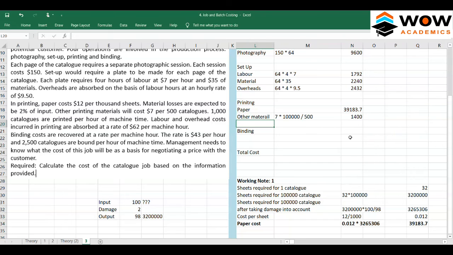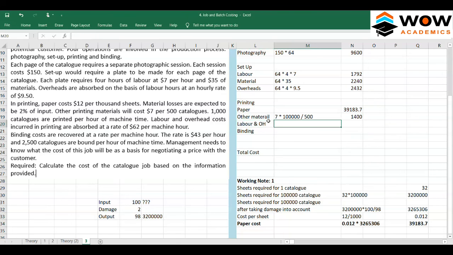Then he tells labor and overhead costs incurred. 1000 catalogs are printed per hour of machine time. So labor costs and other overhead costs incurred in printing are absorbed at 62 per machine hour. So we'll have to find out what this cost is. Okay, he says labor and overhead cost.